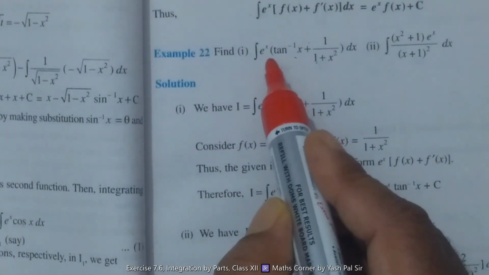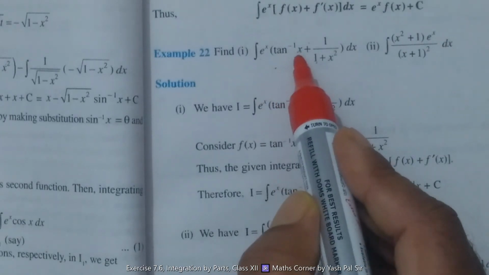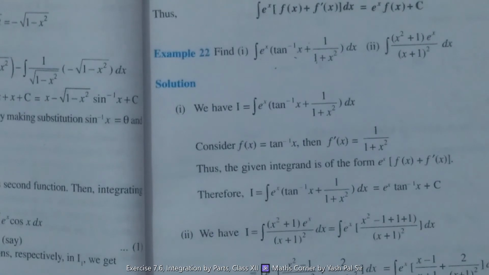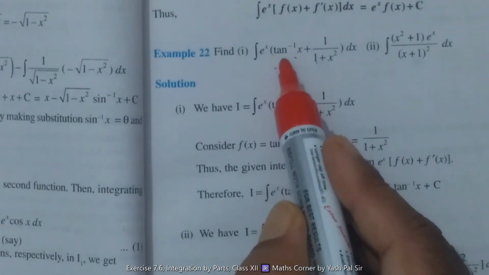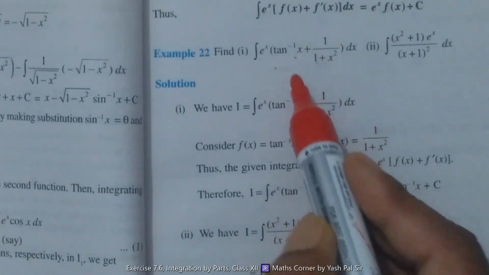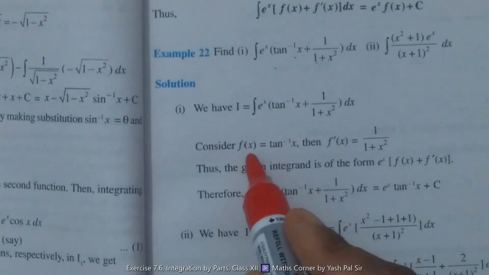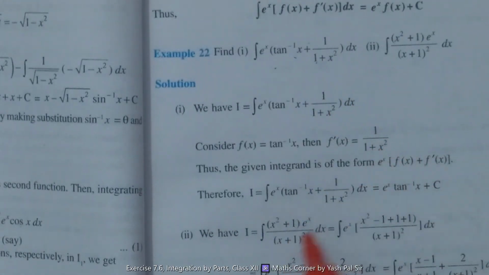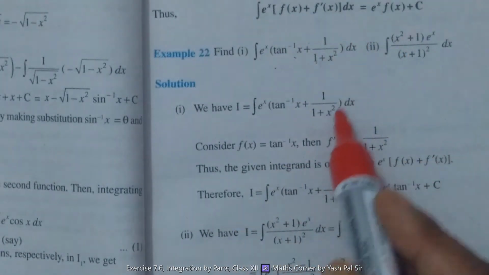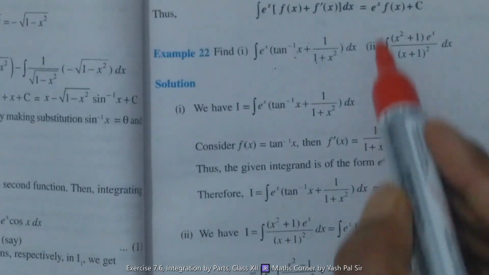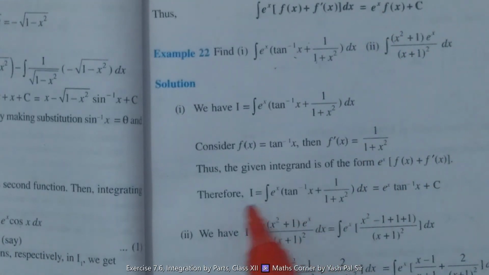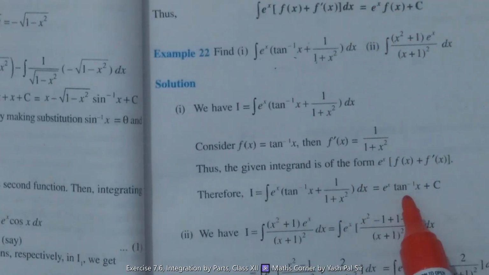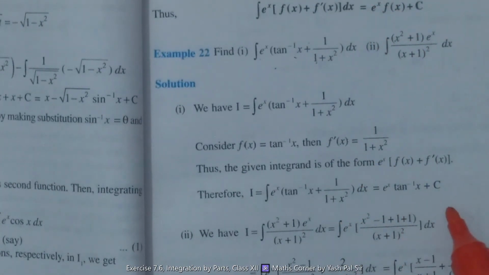So we can also see an example. What is the integration of e power x into tangent inverse x plus 1 upon 1 plus x square? So what we see here, suppose tangent inverse x is f of x. So its derivative is 1 upon 1 plus x square. So purely on the basis of the formula, we can directly apply the result. I will be equal to e raised to power x into f of x, which is tan inverse x, plus c.